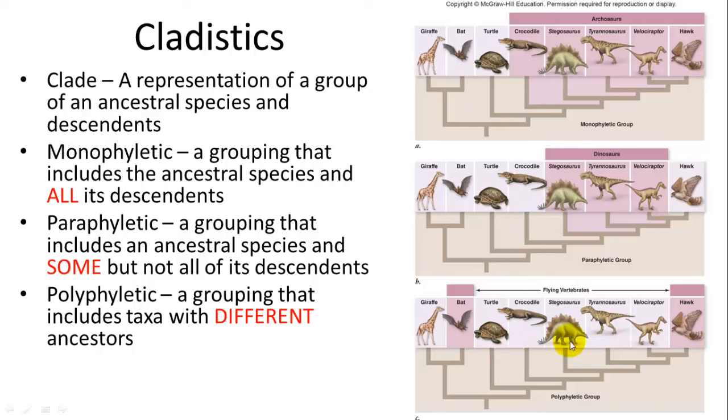So a reptile, right? Well, reptile would be paraphyletic, but a flying vertebrate, then, a bat and a hawk are both flying vertebrates, but they are not directly related. Okay, so that'd be a polyphyletic grouping.